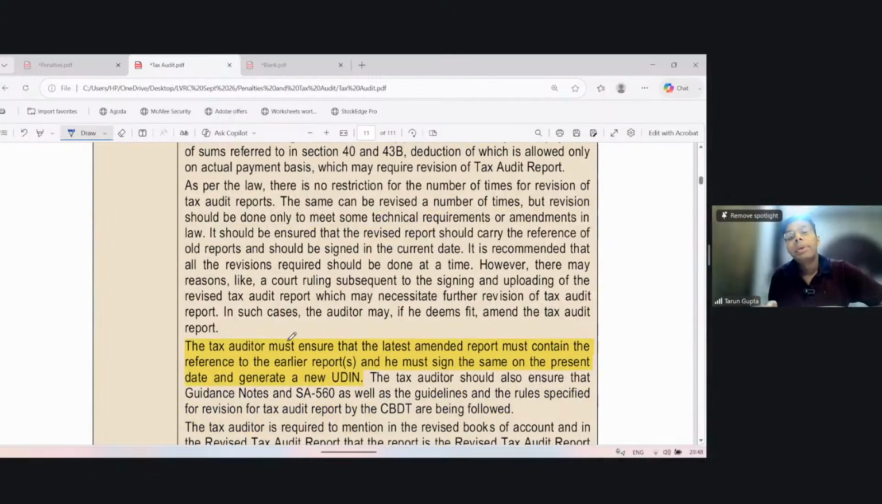The revision shall be made by the same tax auditor who had issued the earlier report, and he will apply a new UDIN on such revised tax audit report, and he shall state that this has been revised tax audit report and on account of what reasons.